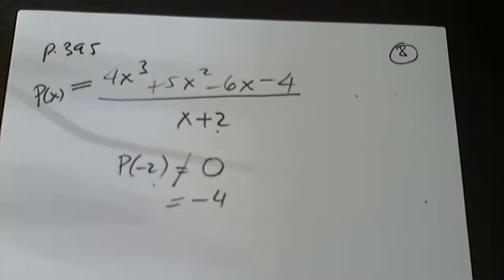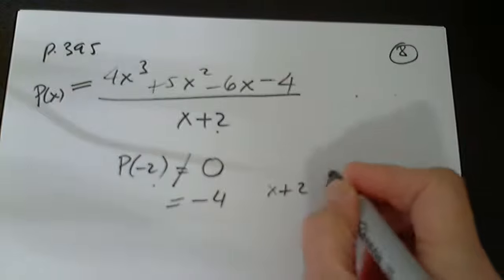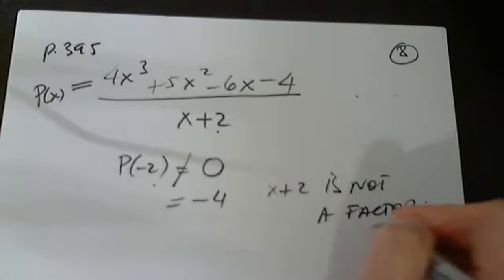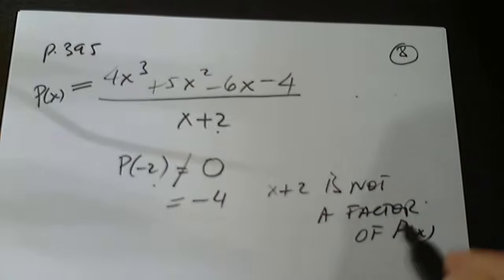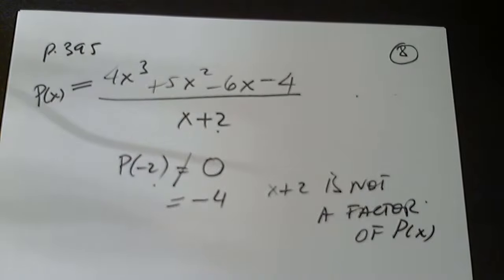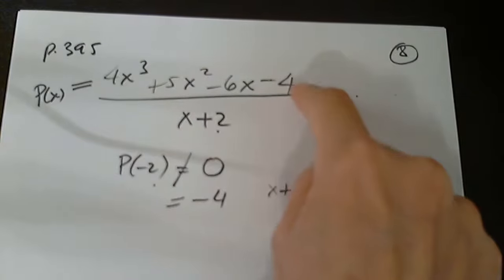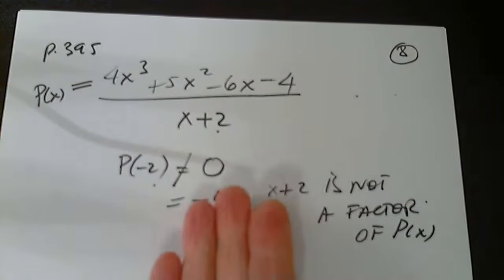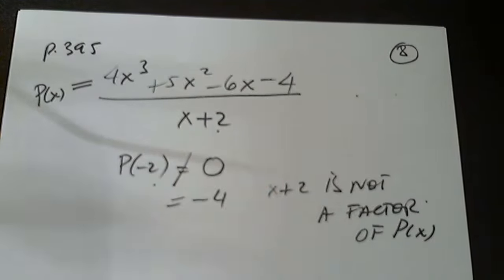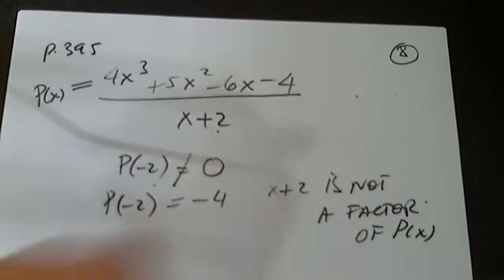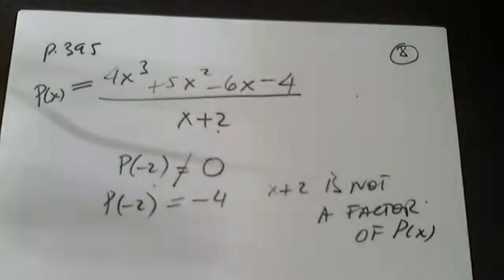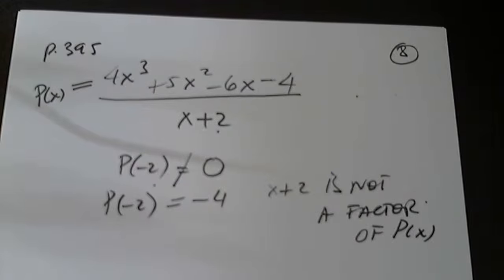So therefore, x plus 2 is not a factor of p of x. I use the remainder theorem. What is the remainder theorem? I plugged in the polynomial from the numerator, I plugged in -2. Because the answer was not 0, but p of -2 is -4, it means clearly that x plus 2 is not a factor of the numerator.